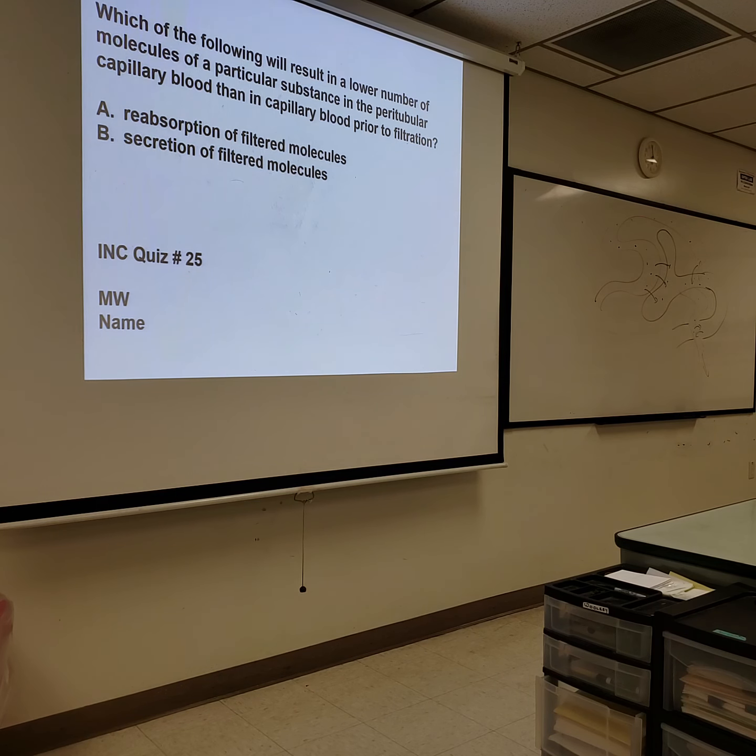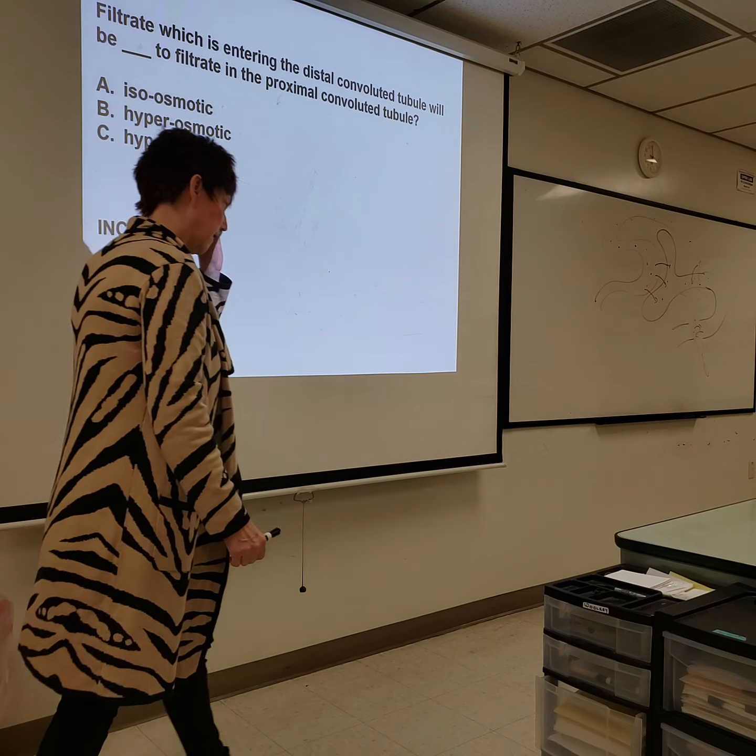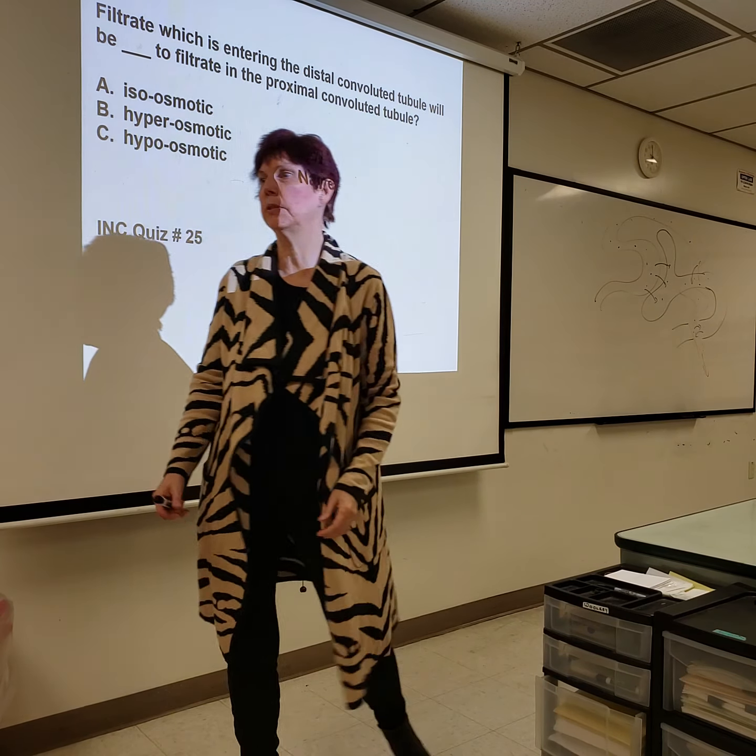Okay? Question 2. Filtrate, which is entering the distal convoluted tubule. So we're looking at the function now of the nephron loop without mentioning the word nephron loop, except that I just did. So filtrate, which is entering the distal tubule, will be what relationship osmotically to the filtrate that was in the proximal convoluted tubule?